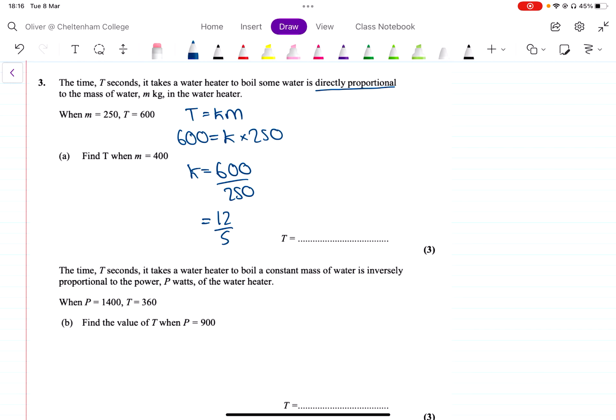So we get a general formula of t is 12 over 5 m, and then part A says find t when m is 400. So 12 over 5 times 400, which gives us 960.